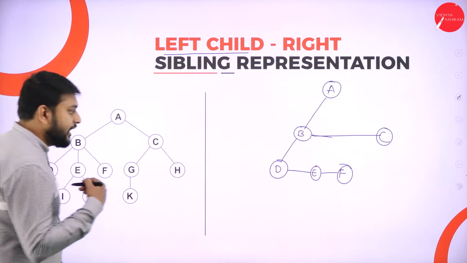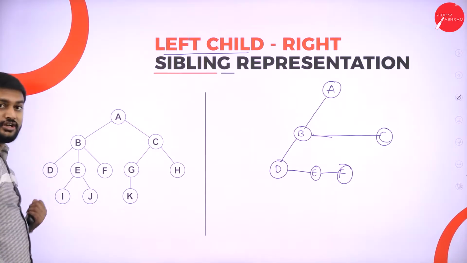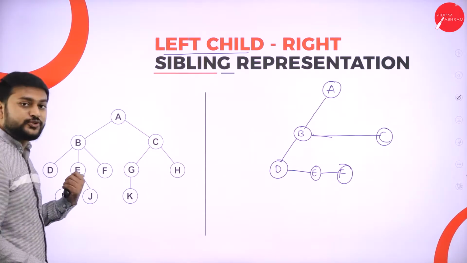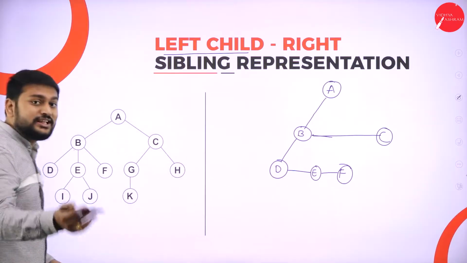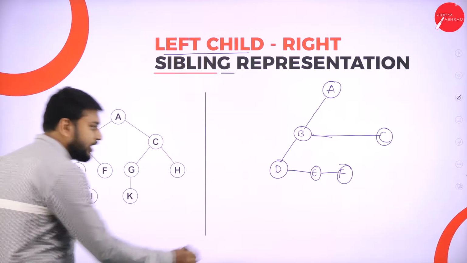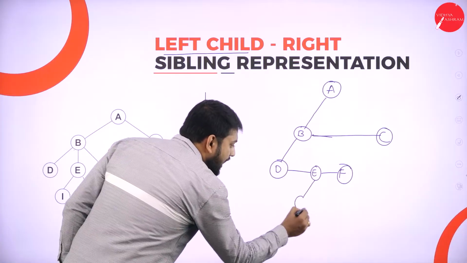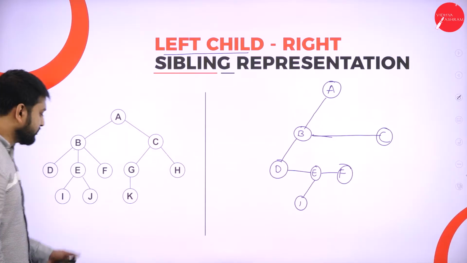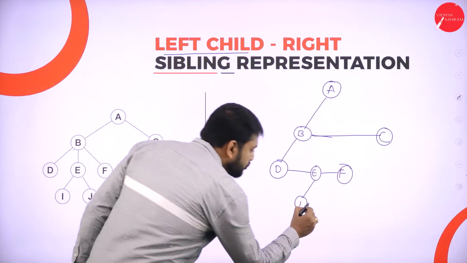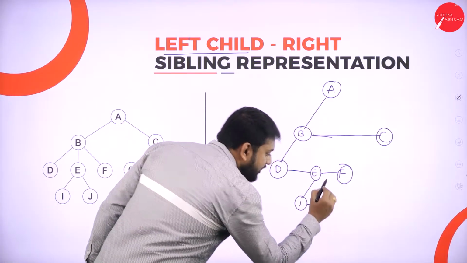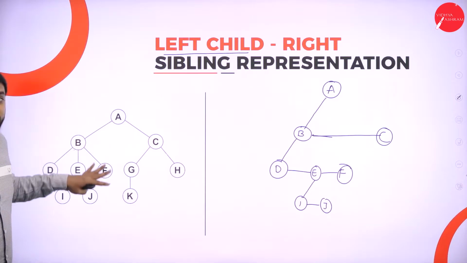Then when it comes to the next one, do I have children for D? No. So what is the next one? E. I should go to the E. So fine. In the E, which one is the left child? I is the left child. So let me just write that I is a left child. For this I, which one is the right sibling? J is the right sibling. So you just have to write J here. So fine, we have finished this part.